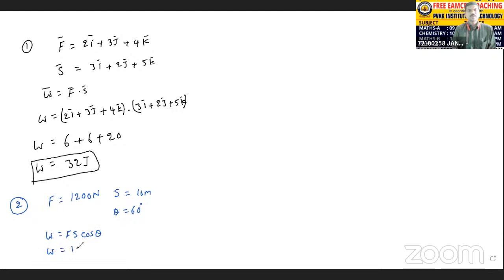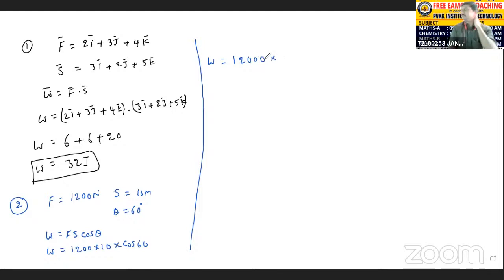Substitute the values. W is equal to 1200 into 10 into cos 60. 1200 into 10 is 12,000. The value of cos 60 is 1 by 2. These two get cancelled. So W is equal to 6,000 joules. Yes, the option is there, 6,000 joules, second option.